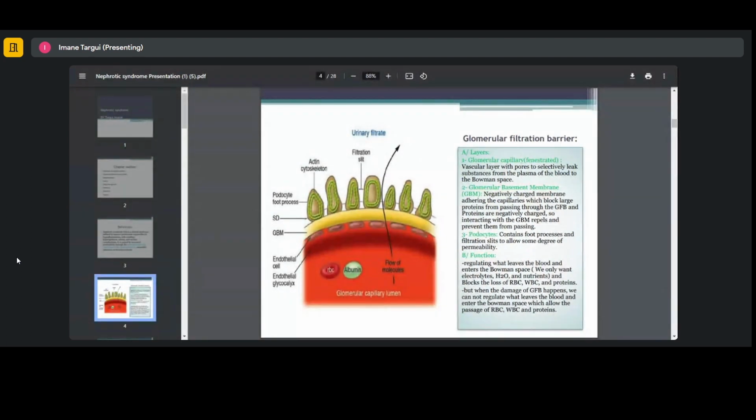The function of the glomerular filtration barrier is regulating what leaves the blood and enters the Bowman space. We only want electrolytes, water and nutrients, and it blocks the loss of red blood cells, white blood cells, and proteins. But when damage of the GFB happens, we cannot regulate what leaves the blood and enters the Bowman space, which allows the passage of red blood cells, white blood cells, and protein.